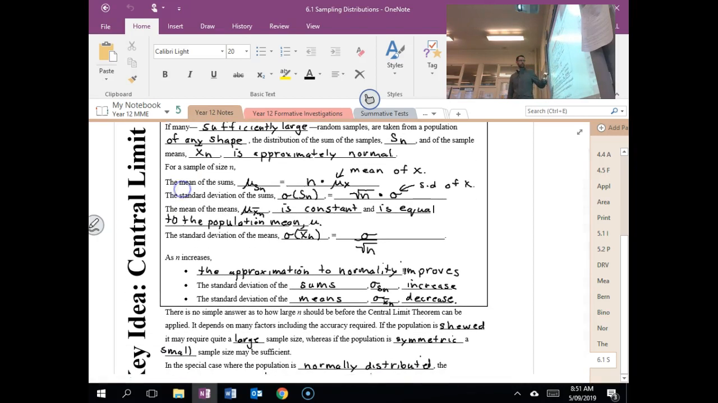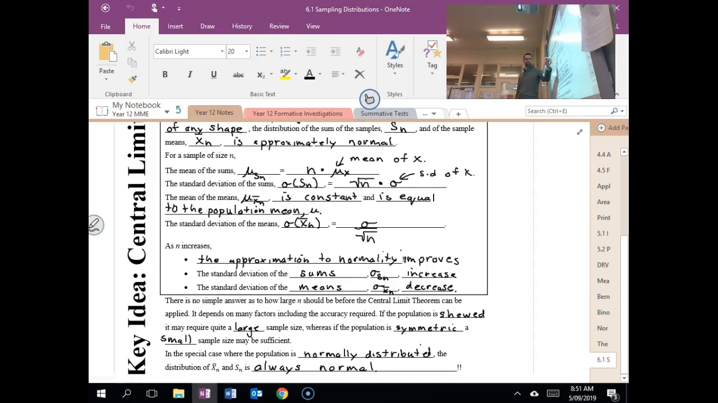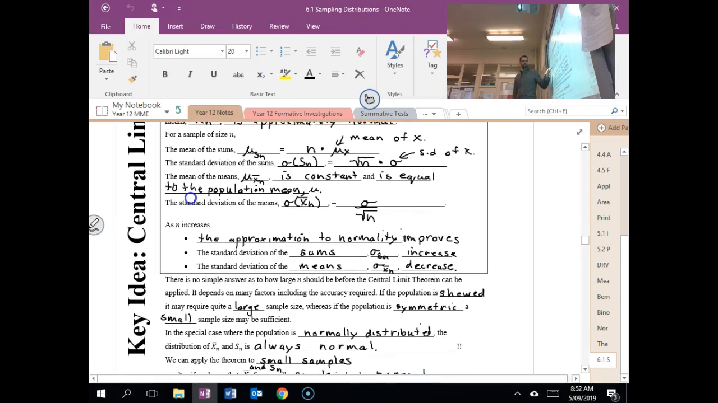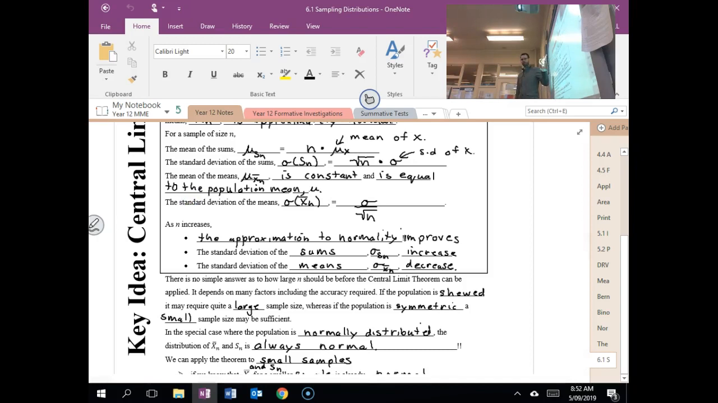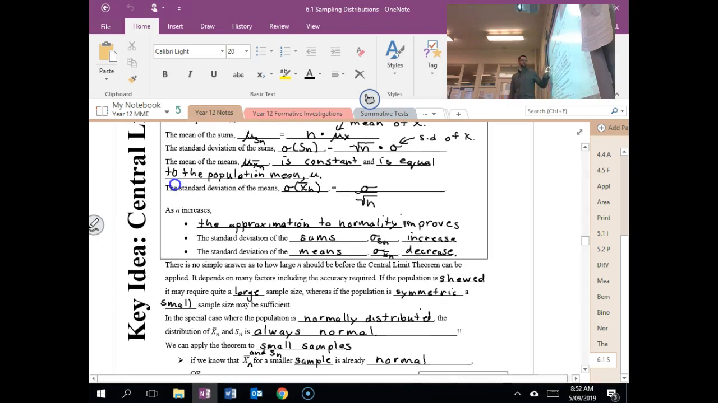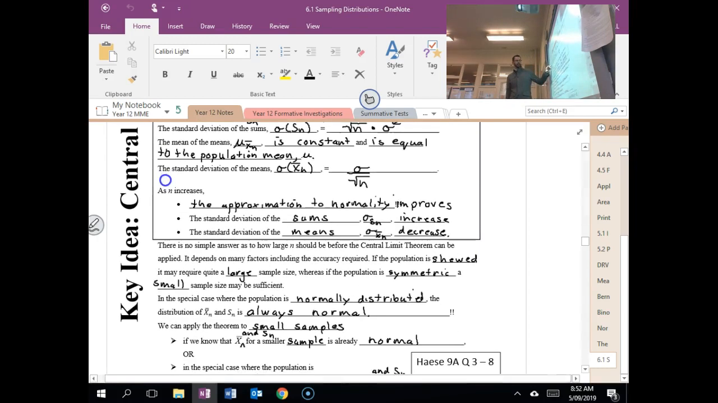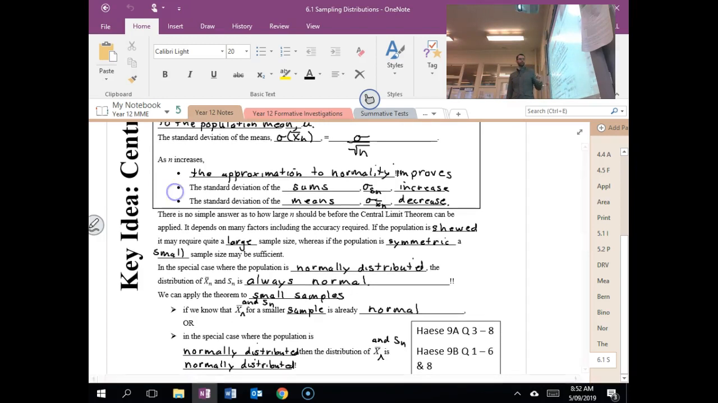Now, the mean of the sums is just the sample size times the mean of my original population. The standard deviation of sums is the square root of my sample size times the standard deviation of my original population. The mean of my means is constant, so regardless of my sample size, it should always be the same and is equal to the population mean, provided that my sample size is large enough to mean that the central limit theorem applies. Okay, and the standard deviation of my means is the standard deviation of the original population divided by the square root of n, where n is my sample size.